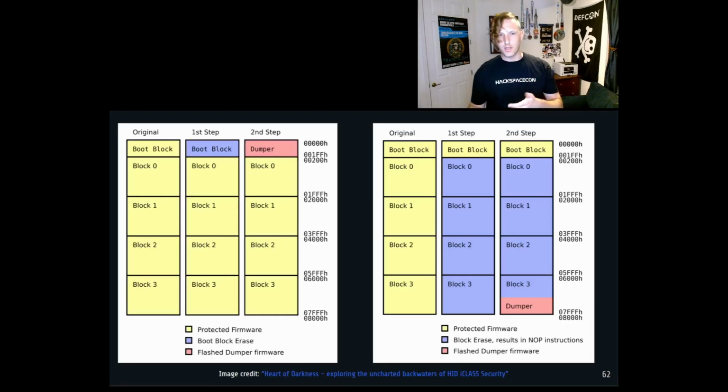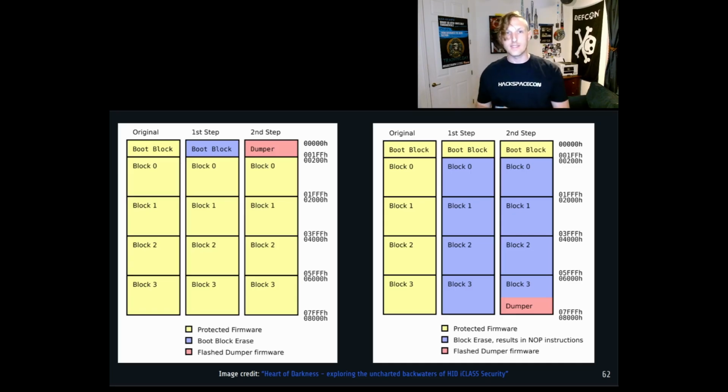And this is, again, where a picture will make sense. Now, credit goes out to the people who wrote the original Heart of Darkness paper many years ago. But on the diagram on the left is the scenario we have where we erase the boot block, put our dumper there, and are able to extract the contents of block 0 through block 3 over the UART.